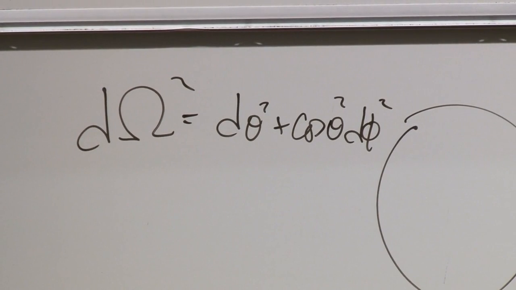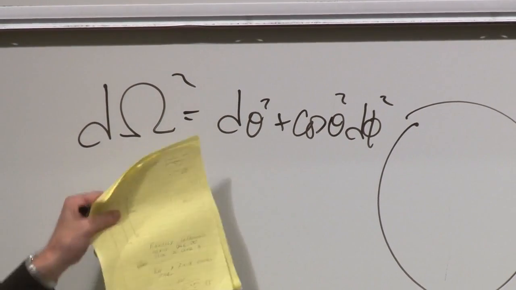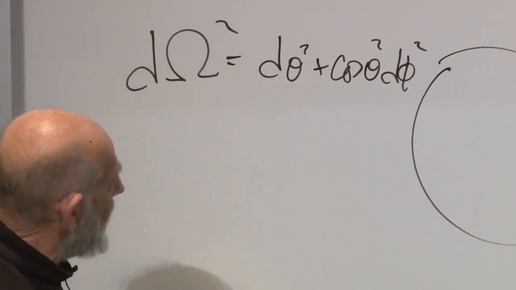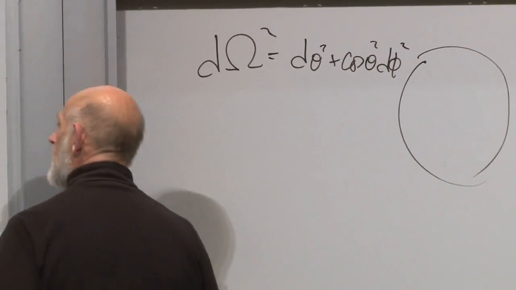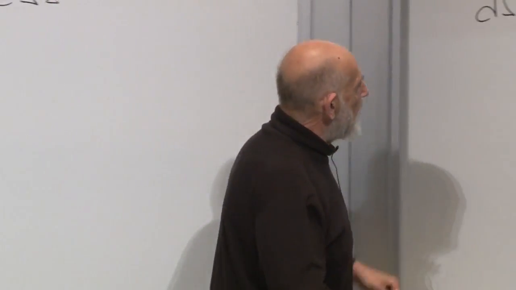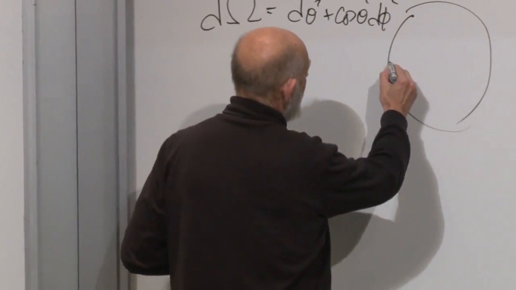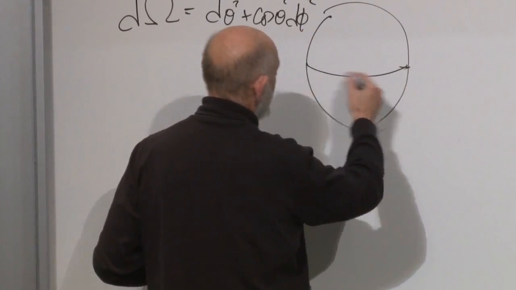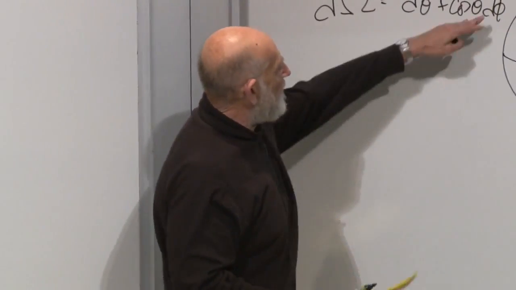We'll just call it that. Sometimes we may only be interested in one of these angles. For example, we're going to be interested in the problem of an orbiting particle. If the orbiting is around the equator, like that, then we can forget phi altogether.